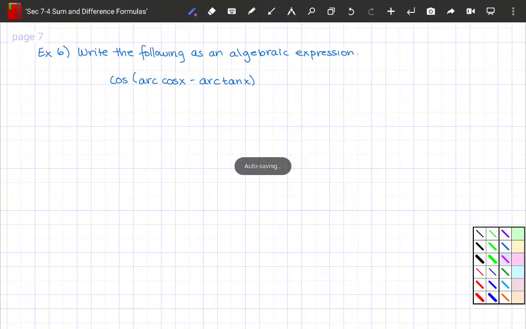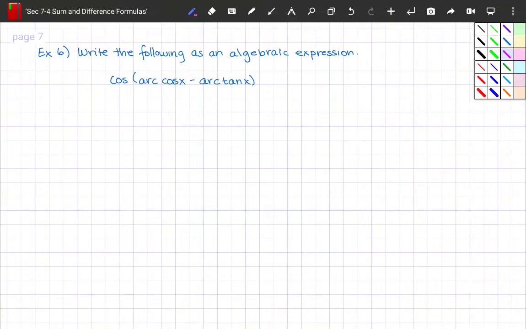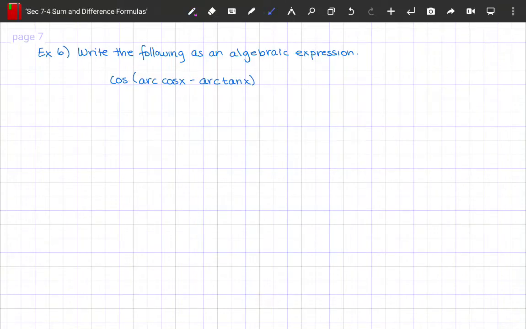Oh boy, it's one of those algebraic expression ones. Yay! I actually really like these. I know, I'm weird. But what do we do? Again, do not distribute. This is not multiplication, so you cannot distribute. But remember, these are angles. Inverse trig means angles. The angle whose cosine is x, the angle whose tangent is x.